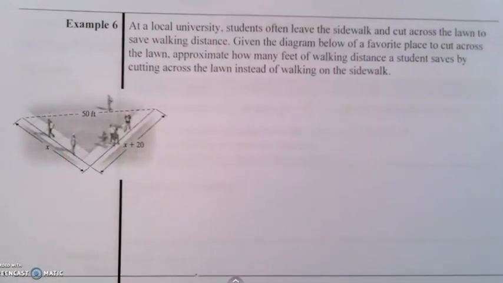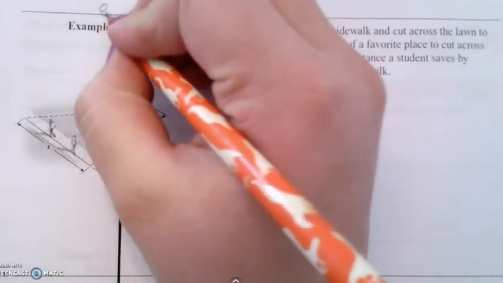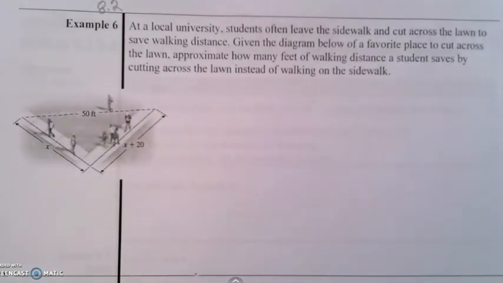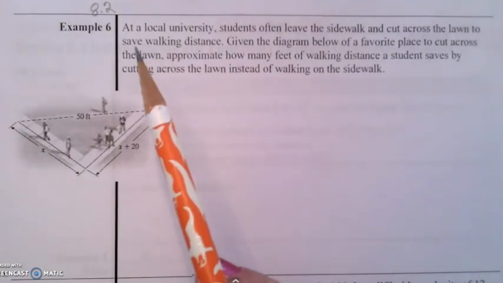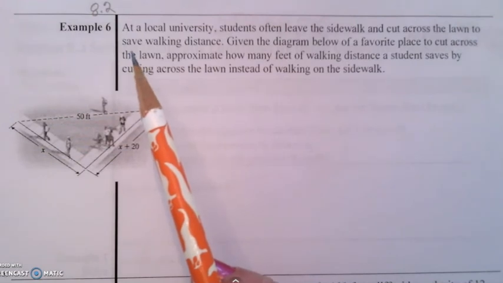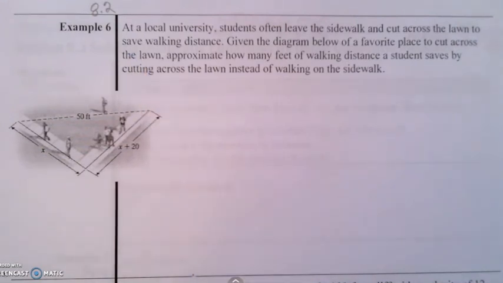We're actually starting with the last example of 8.2. This is the word problem, example 6, on the last page of your 8.2 notes packet. And remember, 8.2 is about using the quadratic formula, so that's kind of a hint that this word problem is probably going to use the quadratic formula. And in order to use the quadratic formula, that means we're going to have a quadratic equation, which means we should end up with an equation that has an x squared.